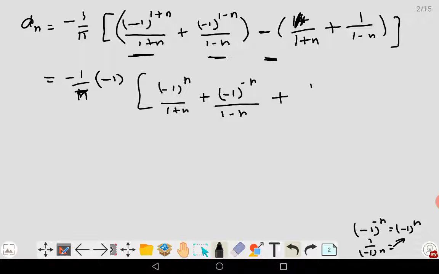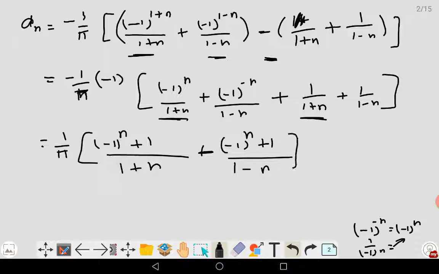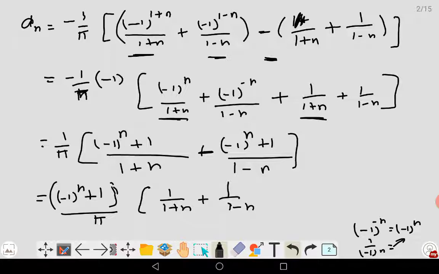This will be plus 1 over 1 plus n plus 1 over 1 minus n. Now I club these two together because they have same denominator, and the outside it will be positive 1 over pi. When the denominator is common for 1 plus n, the terms are 1 minus 1 to the power n plus 1. Similarly, for this denominator 1 minus n, minus 1 to the power n plus 1. Now the common term is minus 1 to the power n plus 1 outside over pi. Inside the bracket you will get 1 over 1 plus n plus 1 over 1 minus n.